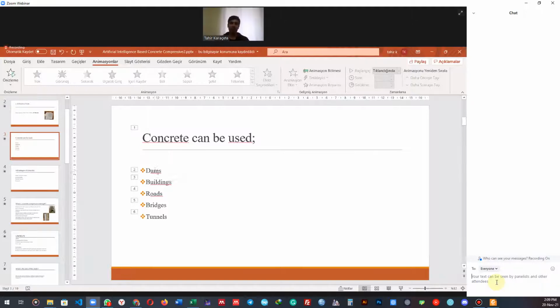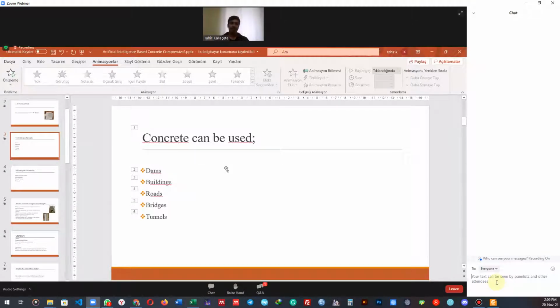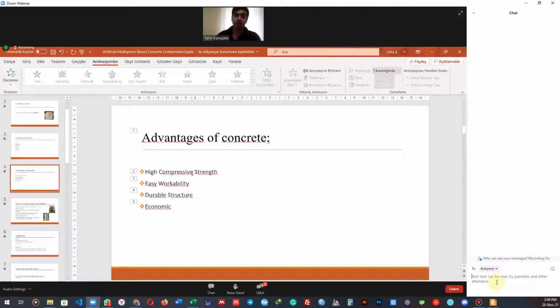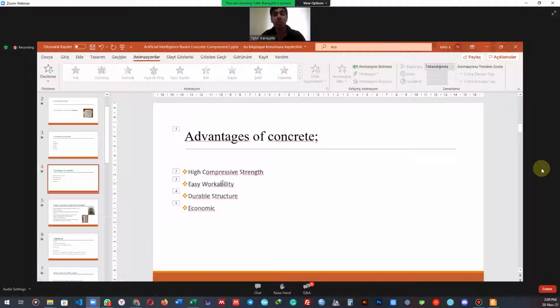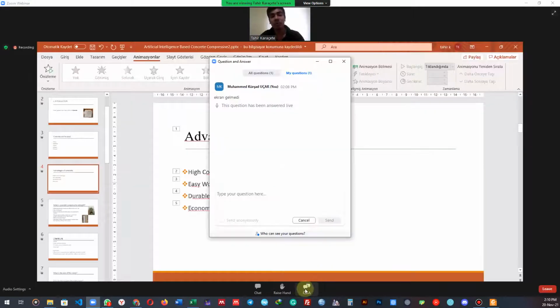Concrete is used in many constructions due to its advantages, such as buildings, roads, bridges, and tunnels. Concrete has many advantages. These are high compressive strength, easy workability, durable structure, and being more economical than other construction material.